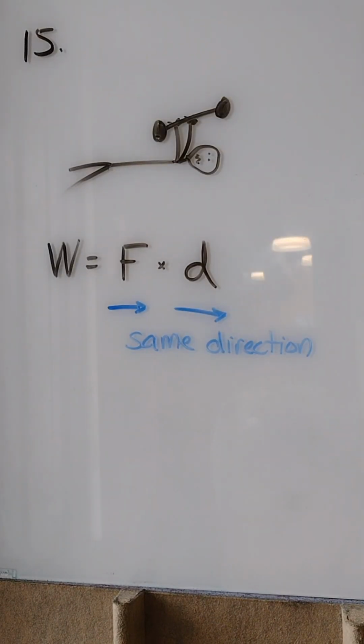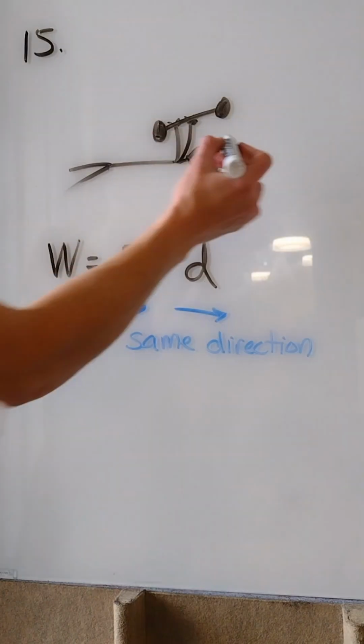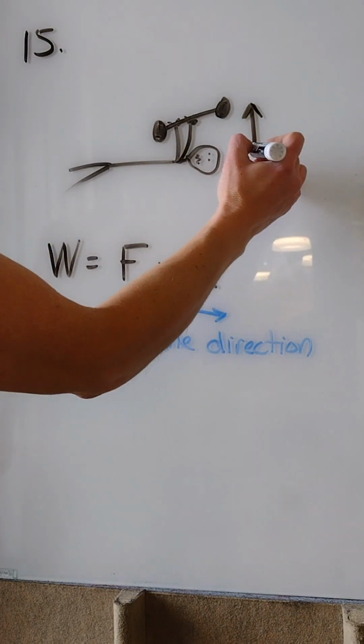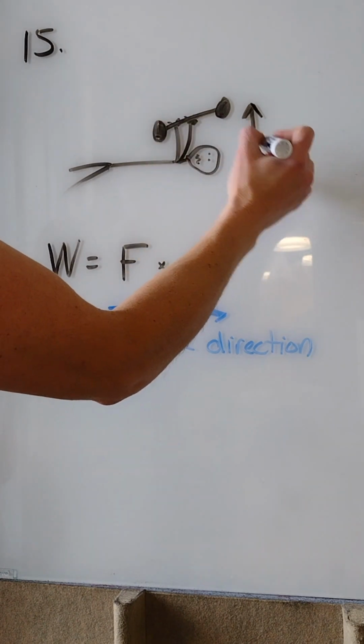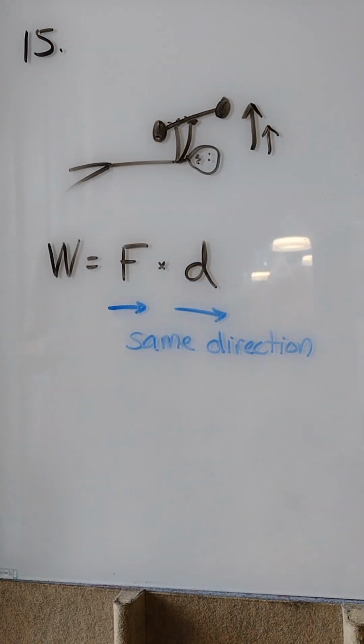Number 15, does a weightlifter do work on the weight bar as he lifts it over his head? So remember our equation, and you should have this written down for your test, that work equals force times distance, and put those little arrows under it to remind you that it's only work if they're both in the same direction. So if he's lifting the weight bar over his head, the weight bar is moving up, and the force that he's giving the weight bar with his hands is also going up. So they're in the same direction. So work is being done there.